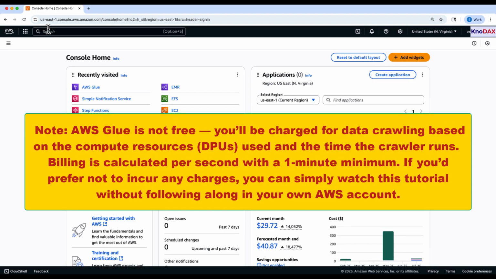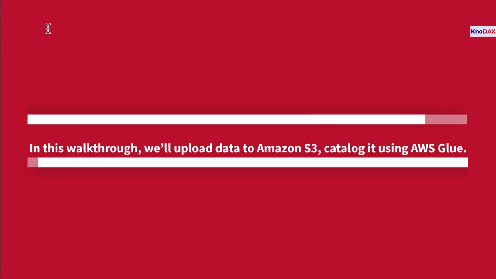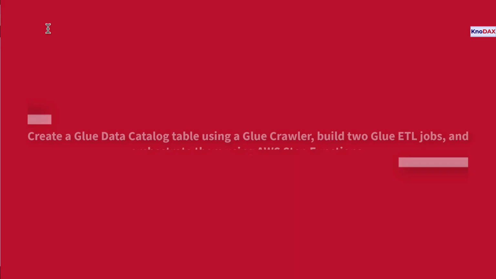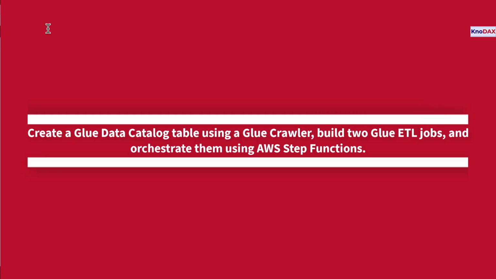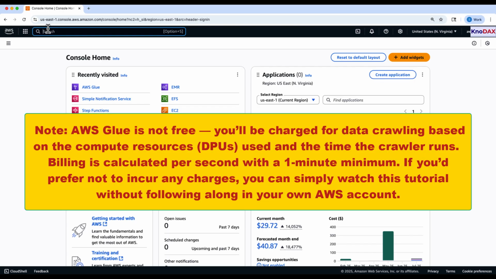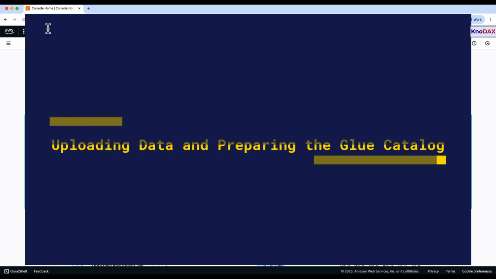Welcome to this hands-on exercise. In this walkthrough, we'll upload data to Amazon S3, catalog it using AWS Glue, create a Glue data catalog table using a Glue crawler, build 2 Glue ETL jobs, and orchestrate them using AWS Step Functions.